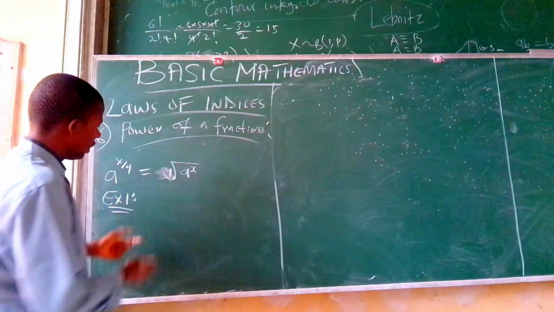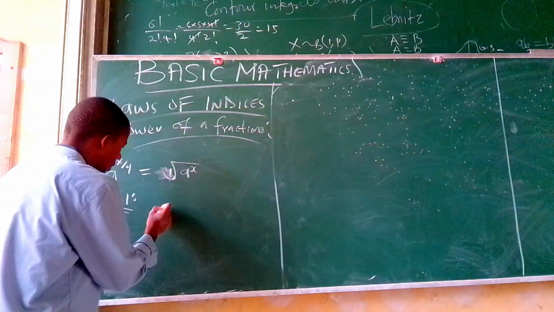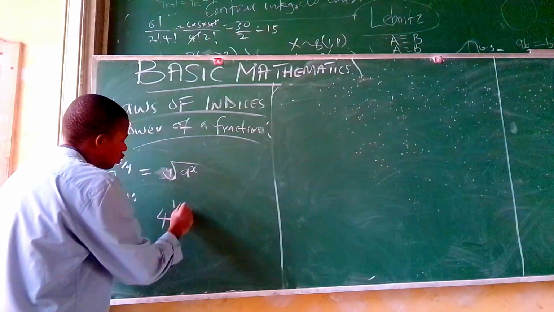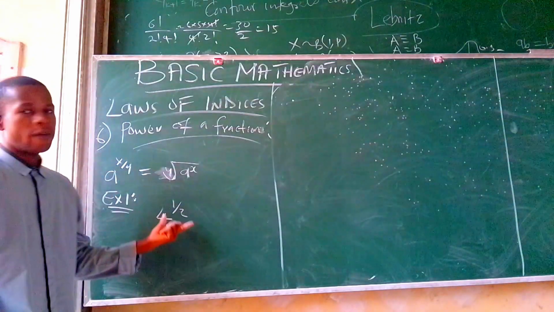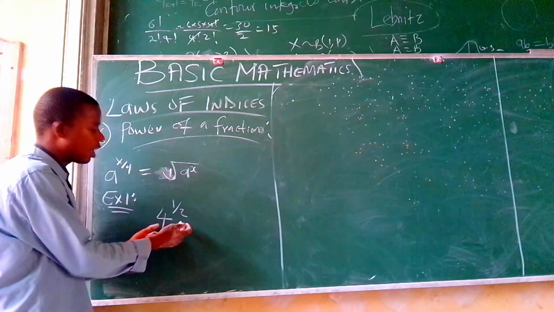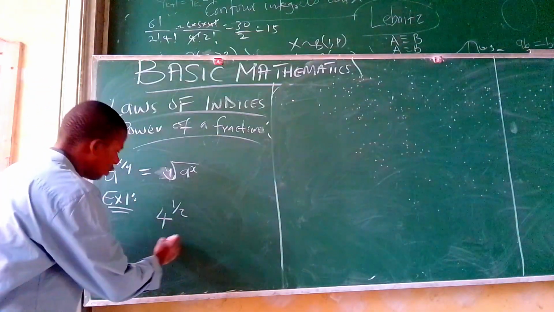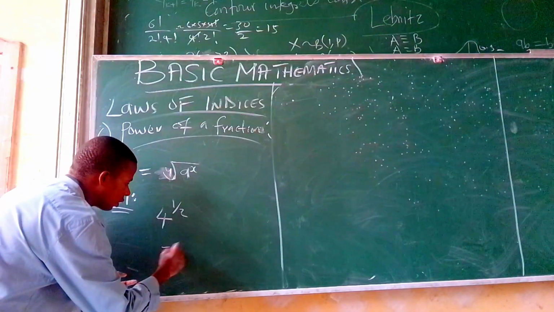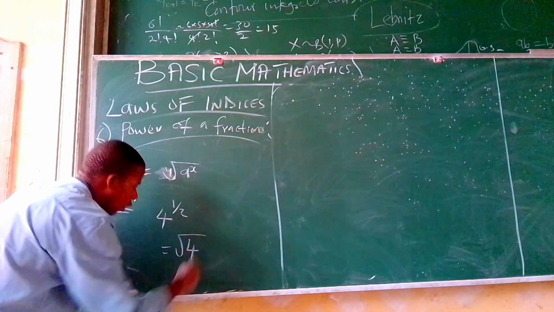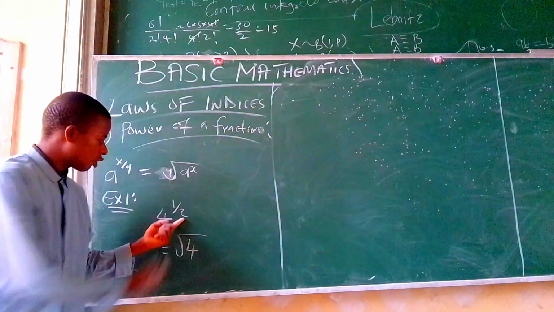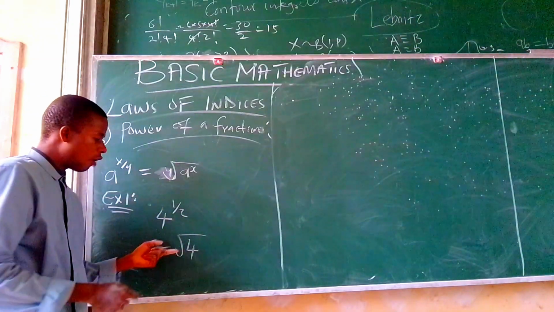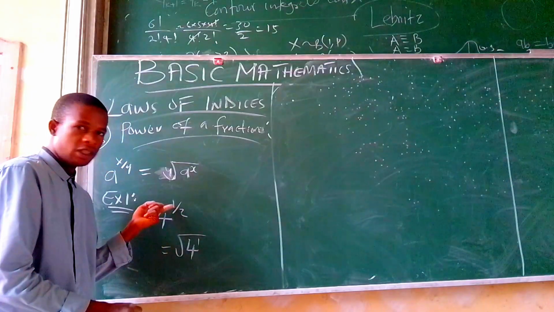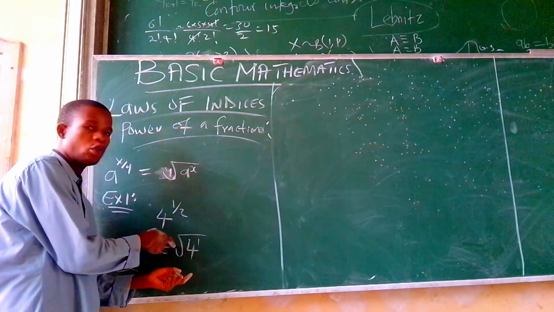Example 1. If you have 4 raised to the power of 1 over 2, this is the fractional law of indices. The power here is going to turn and become the square root of 4. These two now come to this side and become the square root of 4, and there's an invisible power of 1 here. This 1 will stay here, however the 2 will come to the root.